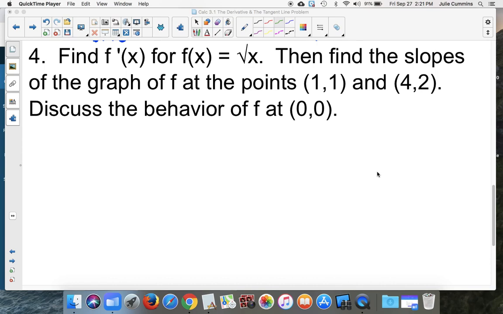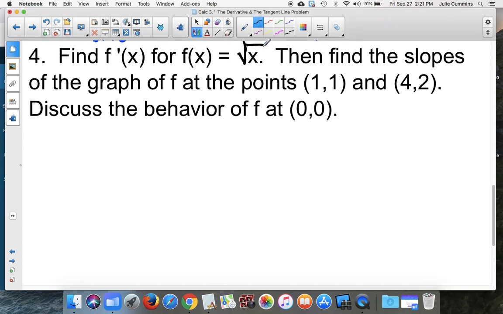Here's another example we're going to tackle. We want to find the derivative for this function f of x equals the square root of x. Okay, so that's our function right here. So we're going to use our limit definition. So we'll find the derivative, and then we'll find the slopes at the points (1, 1) and at (4, 2), and we'll talk about the behavior of f at (0, 0).